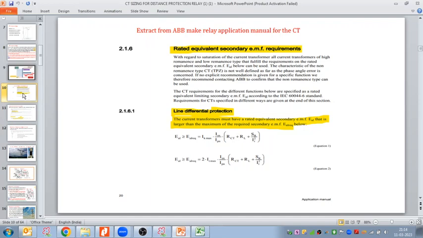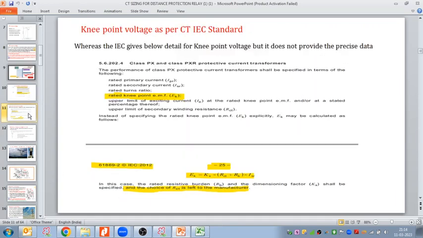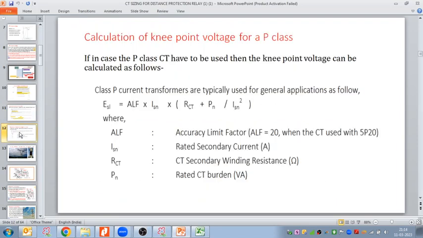From that, open the relay application manual, or download it from Google or the manufacturer library, go to the CT requirement page, check the formula, and based on that calculate the CT knee point voltage requirement. Even if you have in your mind that you will go to the IEC, this is what is given as per the IEC standard, and if you want to calculate the knee point voltage for any simple protection class, P class CT, this would be the formula.